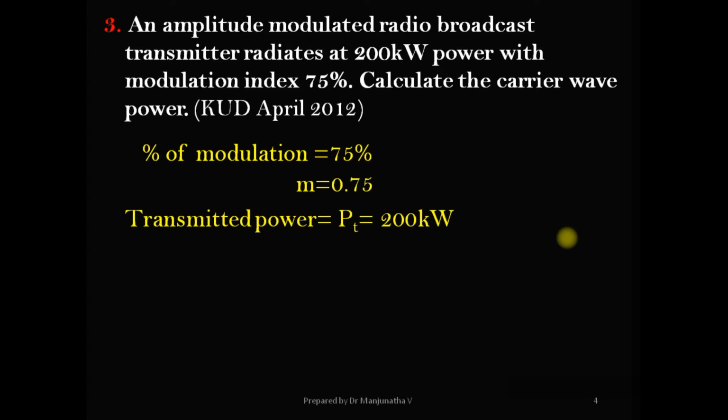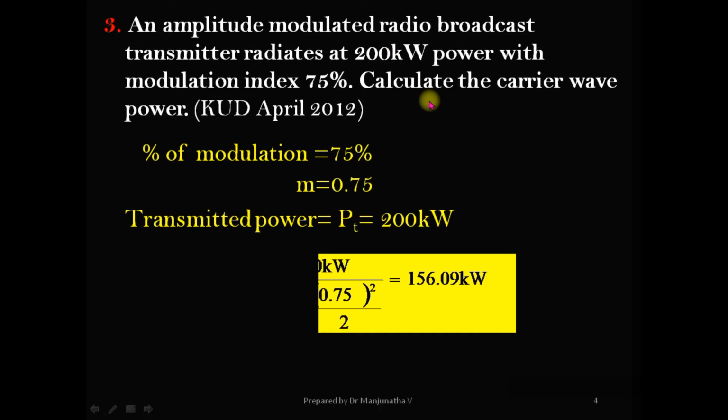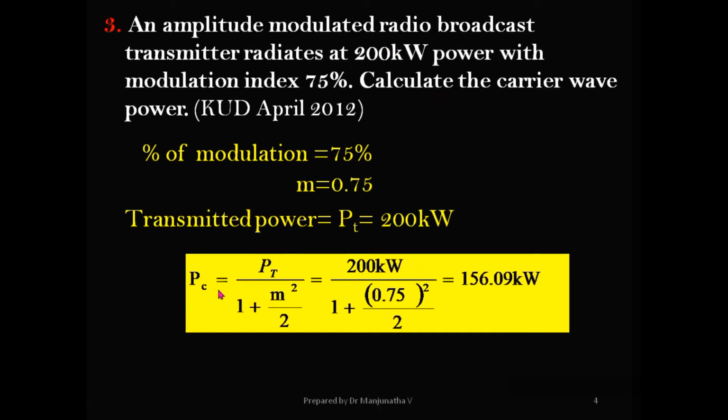Now the total transmitted power PT is equal to 200 kilowatt. We know the formula: carrier wave power is equal to total power divided by 1 plus m square by 2. The total power is given, that is 200 kilowatt. 1 plus m square by 2, that is 0.75 square by 2. We would get 156.09 kilowatt. This is the carrier wave power.